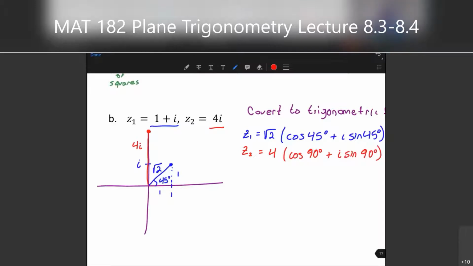So if I go for my quotient Z1 over Z2, I can do that pretty quickly here. We get our square root of 2 over 4 as our new modulus, just the quotient of those. Notice that my square root's not in the denominator, so I don't necessarily have to rationalize. There's nothing to rationalize. It's just what it is there. And if I take the difference in my arguments, I get cosine of negative 45 plus i sine of negative 45.